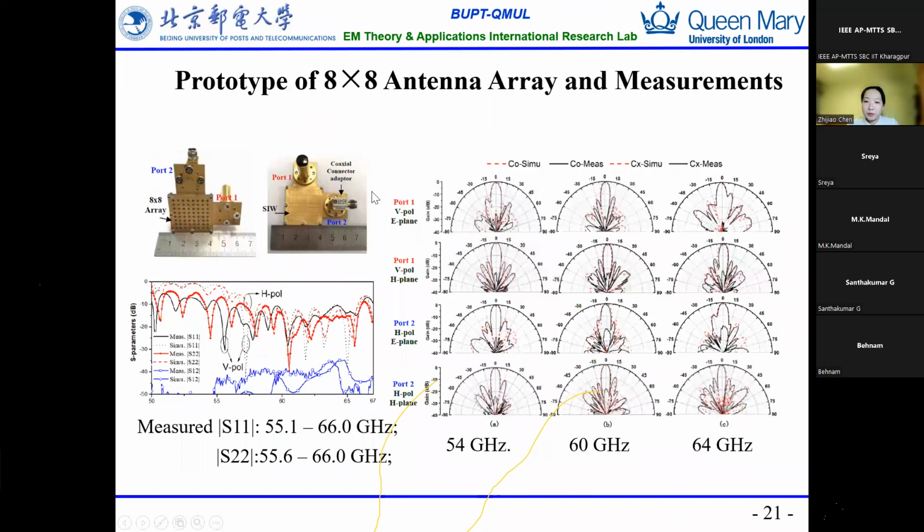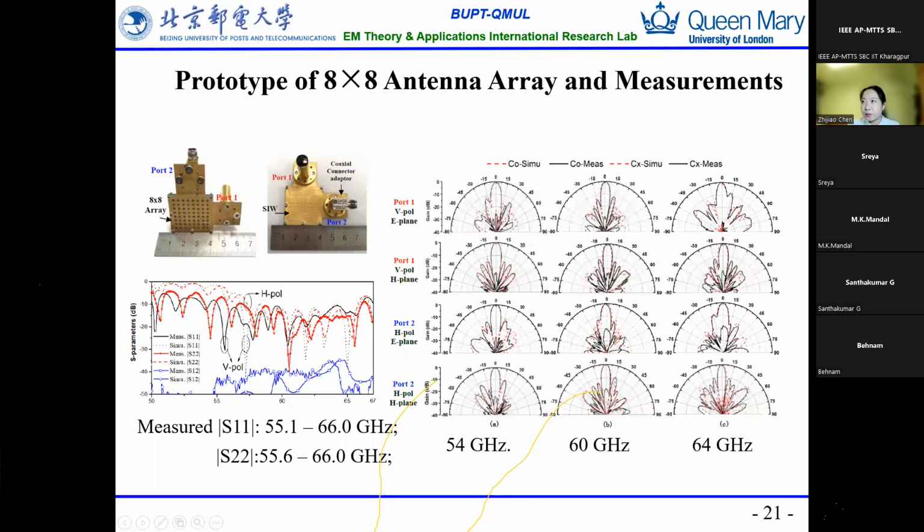And then finally, we fabricate this 8x8 antenna array and measure it. We can see there is good agreement between the simulated and the measured results. The wideband performance has been verified, also with good and very stable radiation patterns over the operation band.